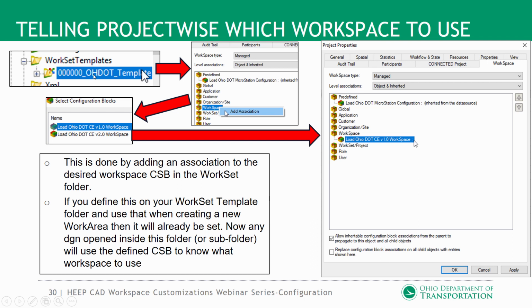So hopefully that made sense to you. That was kind of a long explanation, but that's how it's working. So now when I create a new project, I know that when I open a file within that project, I get this workspace. So this could be used for, if you have a different template for a different standard, you would just apply that block to that template.